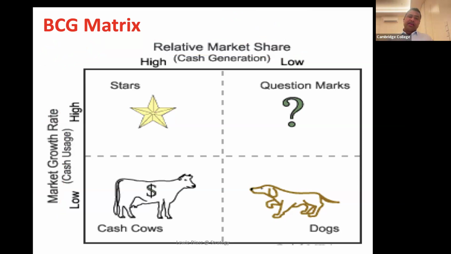However, conceptually, the case will throw out some indications of whether your products are stars, cash cows, question marks, or dogs, right? So you need to conceptually understand it and then apply. And I will help you.